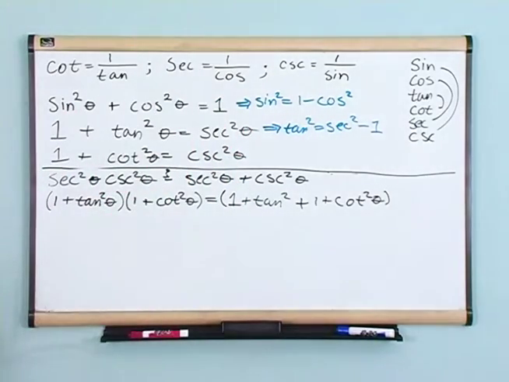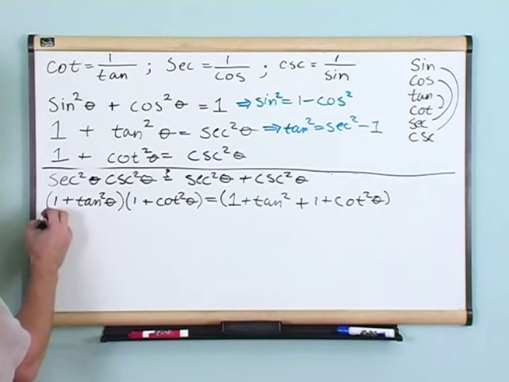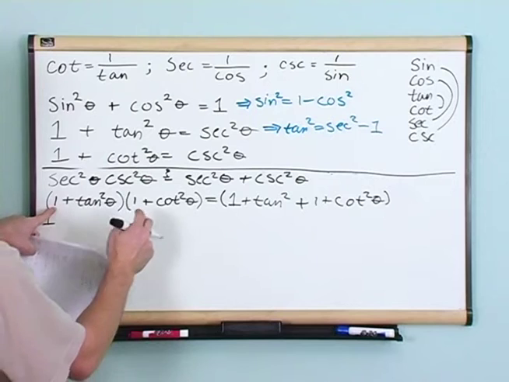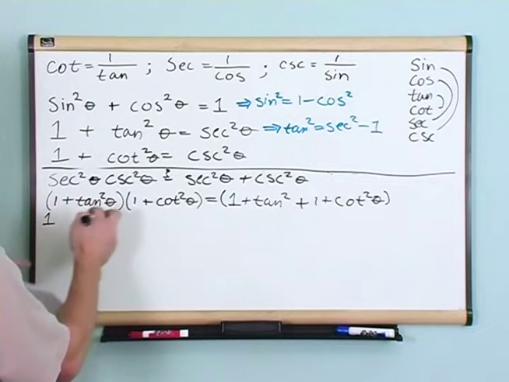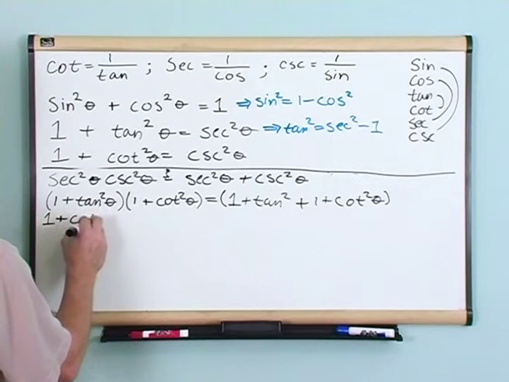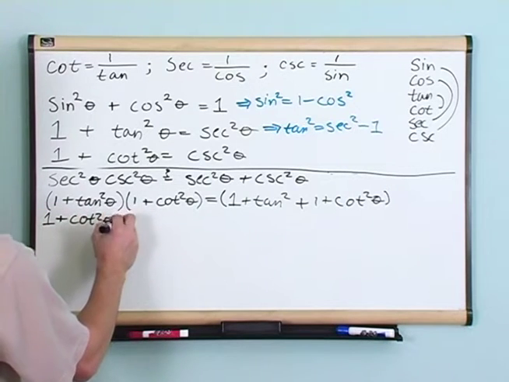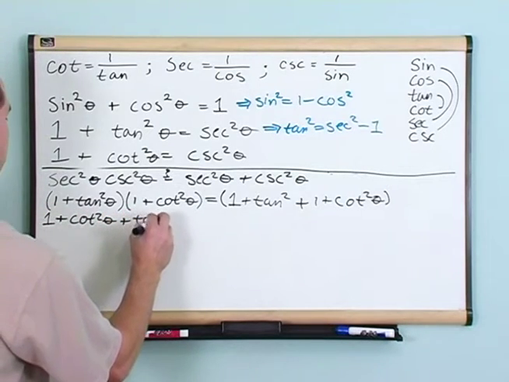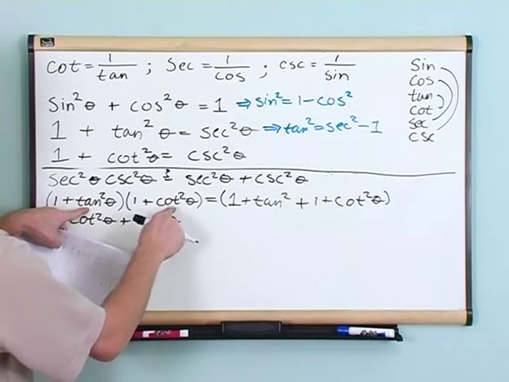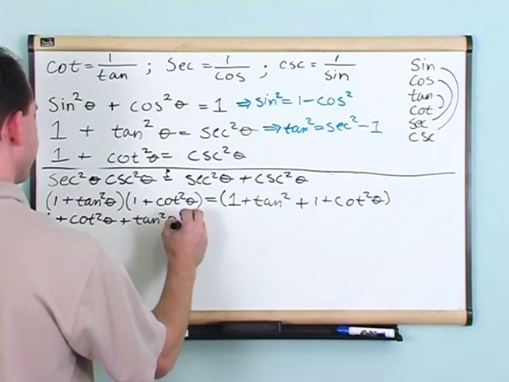So let's see if we get some simplification here. 1 times 1 gives me 1. The outside terms, 1 times cotangent squared is cotangent squared. Tangent squared times 1 is tangent squared. And the last terms, tangent squared times cotangent squared.